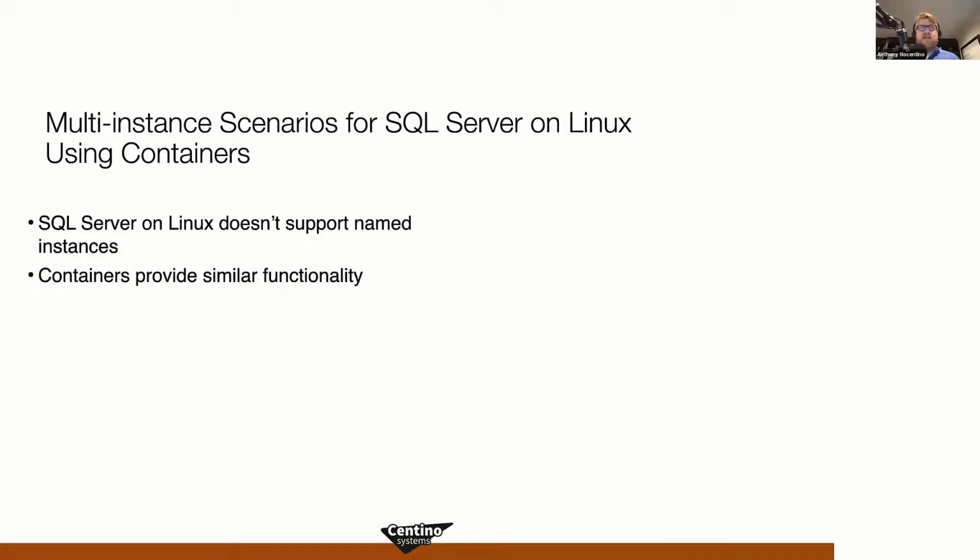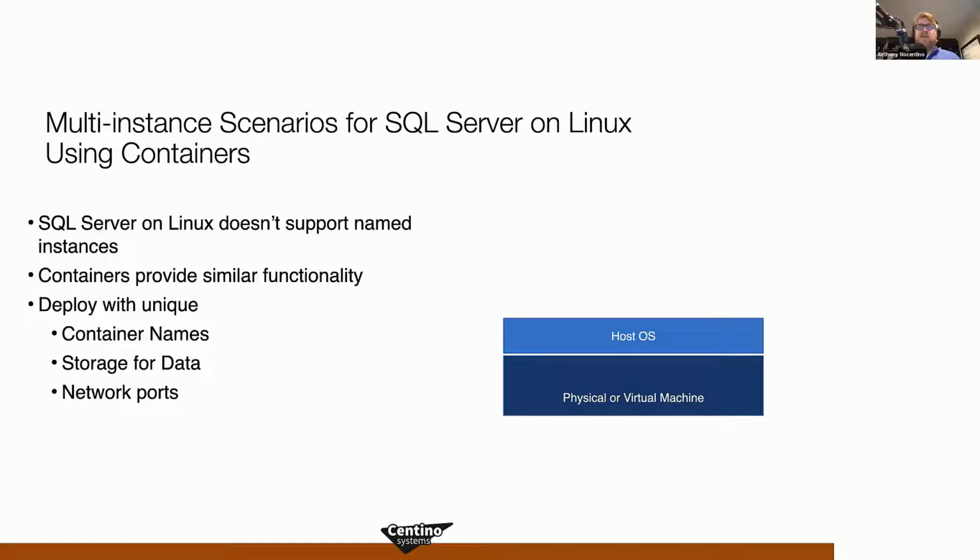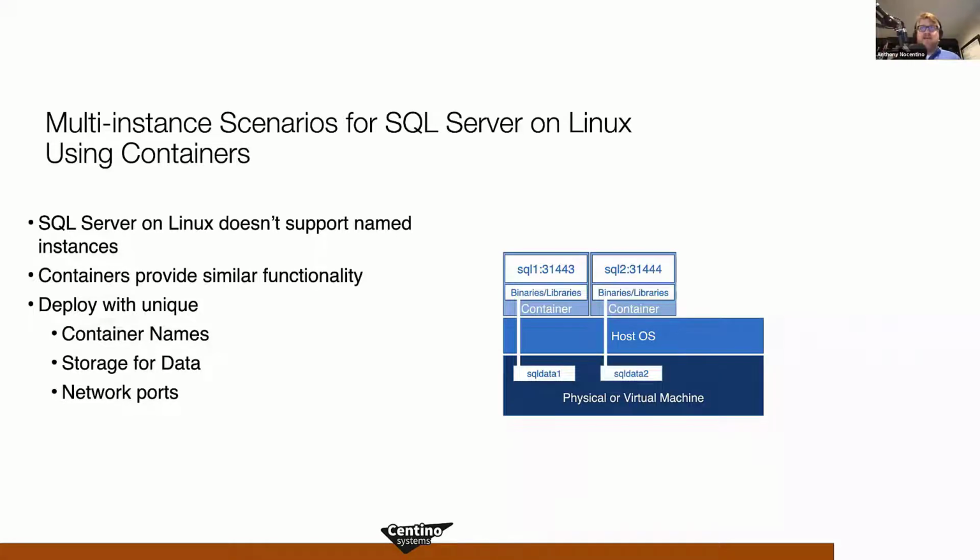So what we can do is deploy a collection of containers as long as they have unique container names, storage for their data, and unique network ports. Then we can start emulating that same named instance paradigm. Let's see that in action. If I deploy a container image like we've been doing, I just say, give me a container, run it on port 31443, and allocate a data volume of SQL Data 1. Well, I can come along and run another container with a unique name, so SQL 2, on a unique port 31444, and with a unique data volume for it to store its data in.